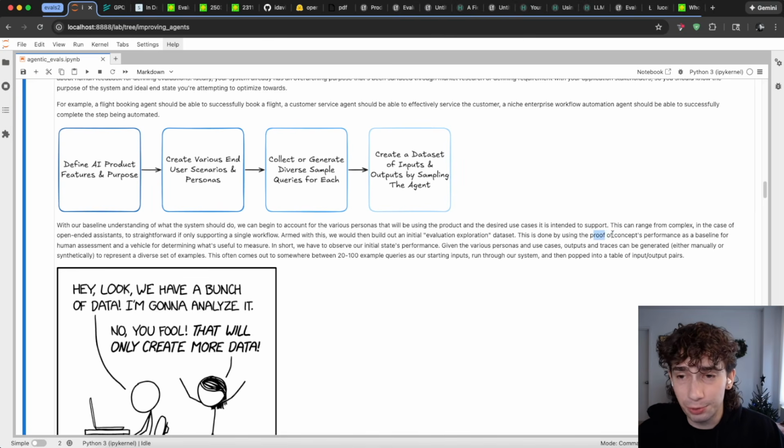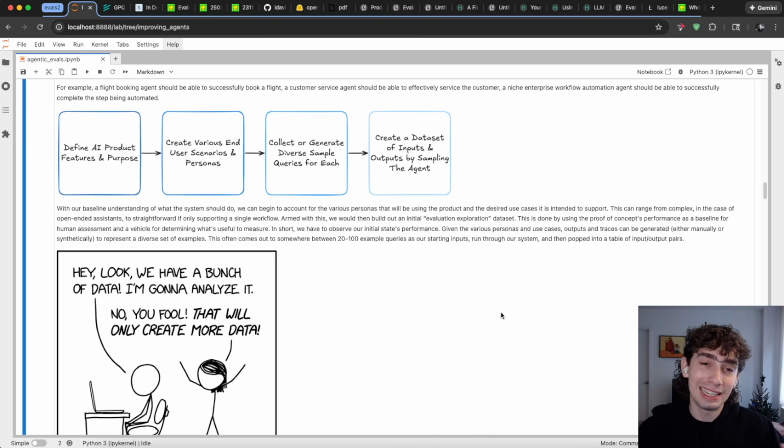So usually you'll have that proof of concept, and given our set of sample queries or prompts that we generate based on our scenarios and personas, we are going to run those through and log our inputs and our outputs together. This creates our initial, what I call evaluation exploration dataset. It is recommended, especially for getting the most out of this effort, to collect somewhere between 20 to 100 example queries as our starting set. Now, I would argue that we want to be maybe closer to that 100 range, but not necessarily excessive because we don't want to overwhelm our annotator, which is who we're going to be employing in a second.